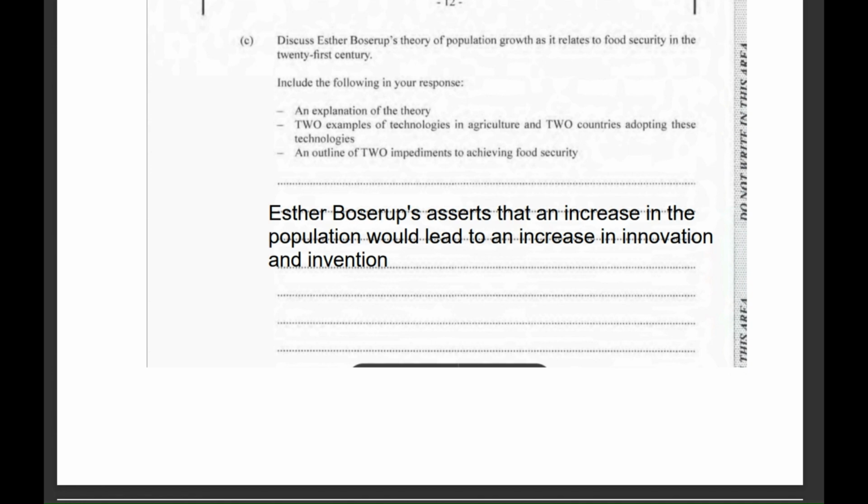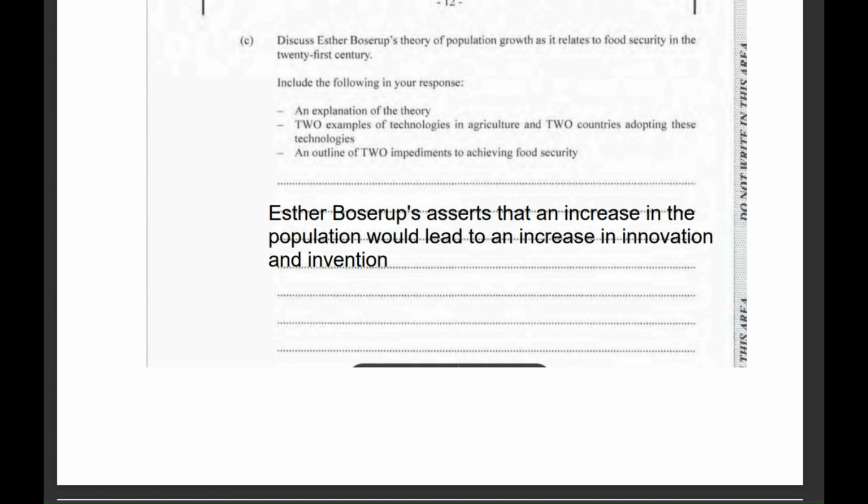Ester Boserup asserts that an increase in the population would lead to an increase in innovation and invention. She believes that necessity is the mother of invention. She argued that the higher the population, the higher the incentives for technological development. Technological development is seen as a determinant of demographic change. So Boserup believes that population growth stimulates changes in agricultural systems, which leads to changes such as agricultural intensification. That is explaining what the theory is.